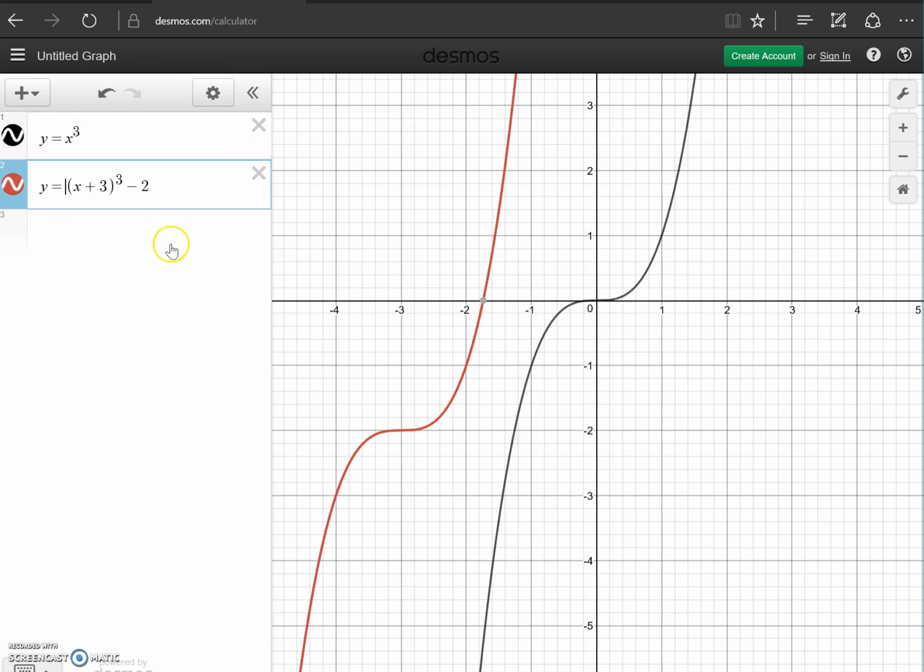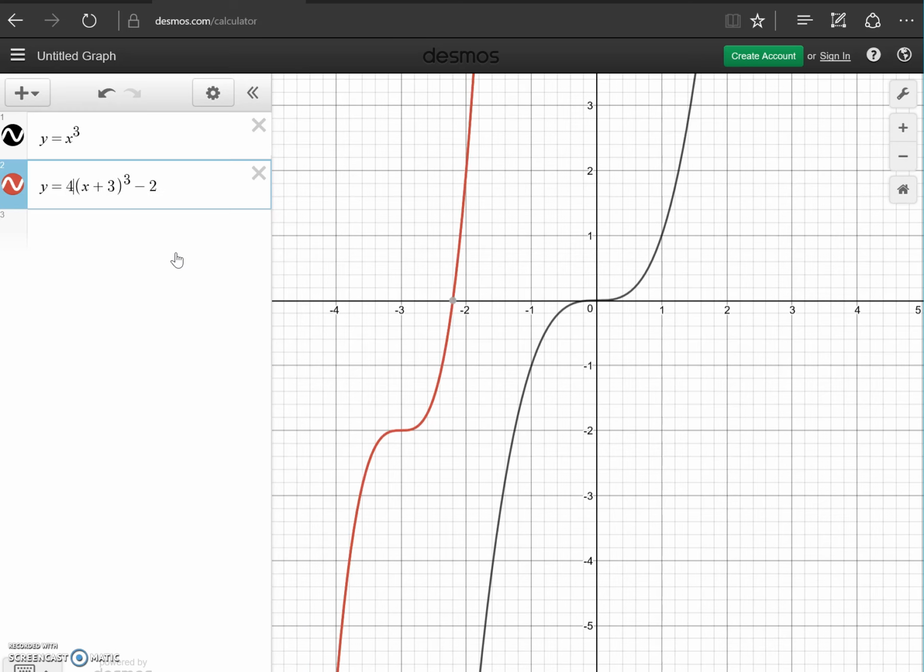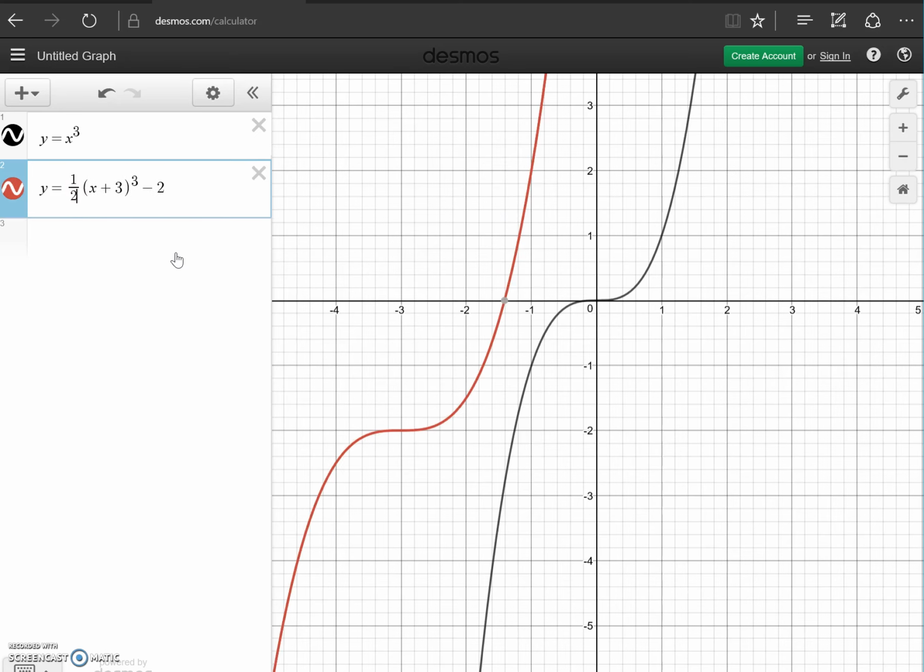Now, the second I start to put some numbers in front, like a 2, remember, if I put big numbers, I'm going to stretch this thing vertically. So if I put 4, notice the graph has now been stretched vertically. If I put a fraction like 1/2, notice the graph is wider, or it's been vertically compressed or vertically shrunk, as your textbook calls it.